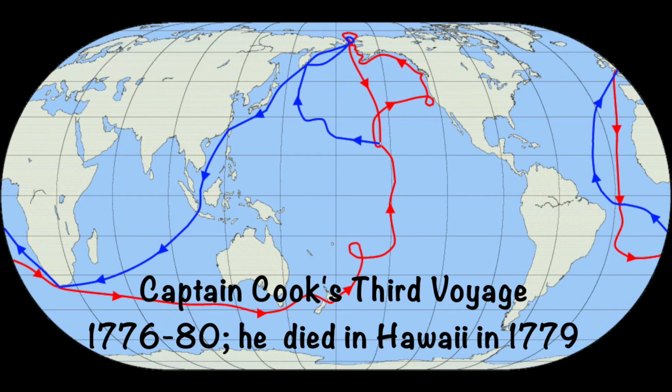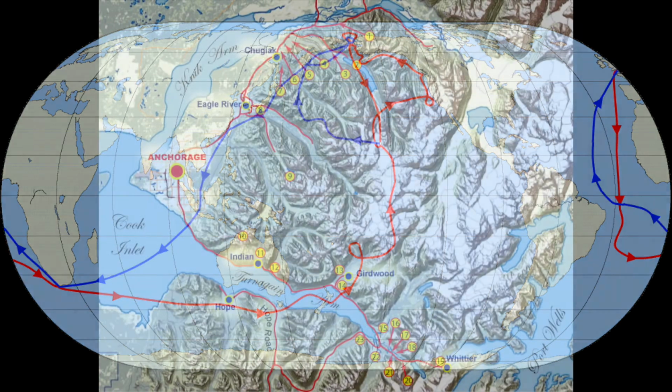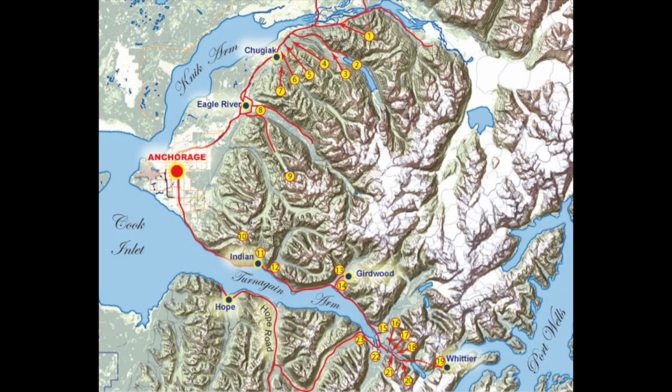This map shows the third voyage of Captain Cook, who was killed in Hawaii, which is why the color changes from red to blue. But notice the red line at the top is at Alaska. So he went up to Alaska on his third voyage and came to what is now Anchorage. And note, everybody, where it says Cook Inlet on the left. So Captain Cook was here.